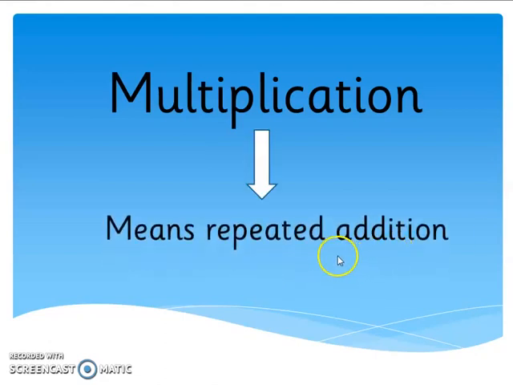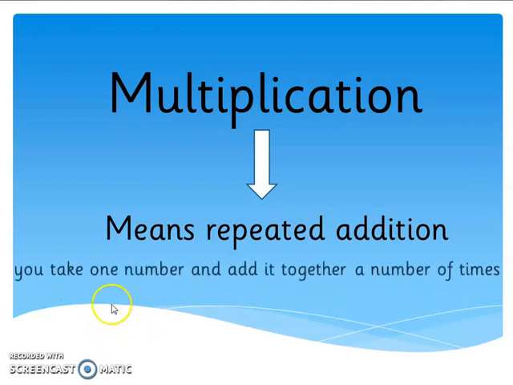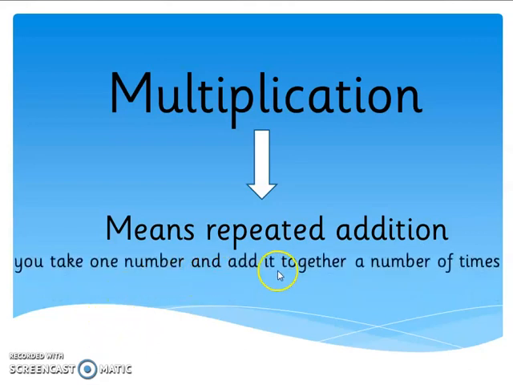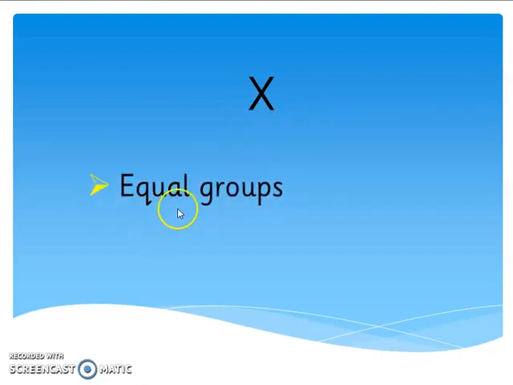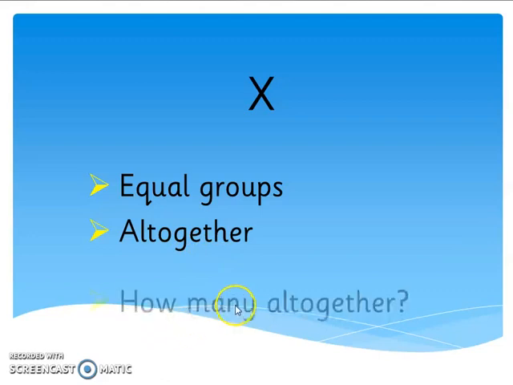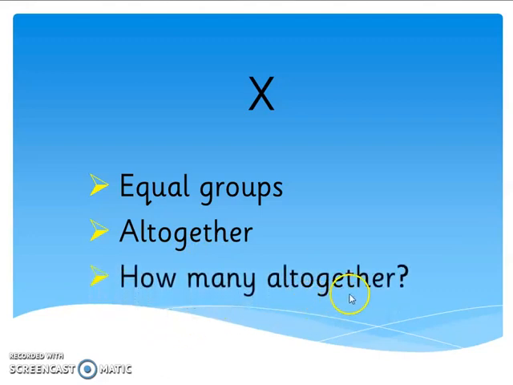Dear students, I hope you remember that I told you in your previous lesson what we mean by repeated addition. In repeated addition, you will take a number and then you will add it together a number of times. Here are the multiplication terms. In these terms, we have x. This x represents multiplication. In multiplication, dear students, we make groups of equal objects and then we'll count those objects all together and then we'll see how many objects we have.